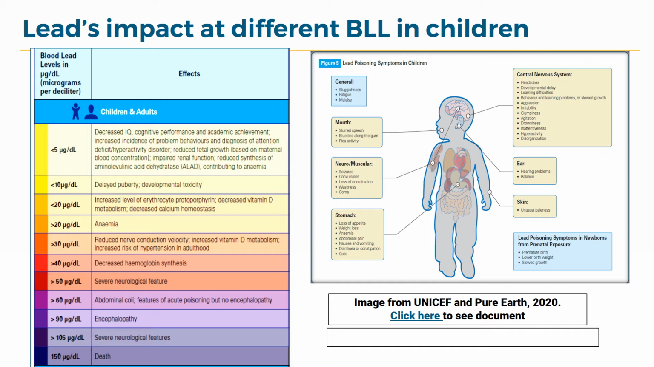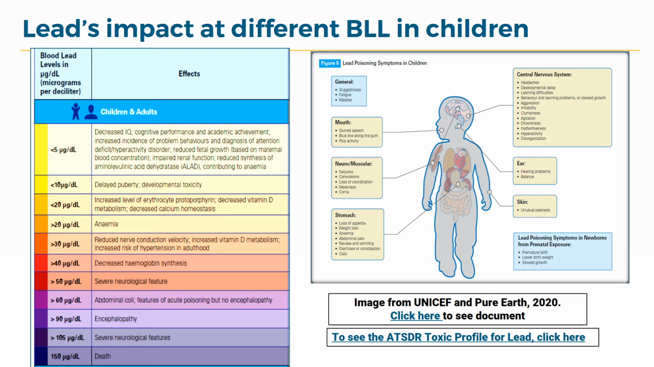Changes in hemoglobin production more typically occur in the 20 to 45 micrograms per deciliter range. Colic, nausea, and constipation can be seen at the 20 to 60 micrograms per deciliter range. Later on, we can see bone loss, dental caries, and tooth loss. Lead exposure can also increase the risk of later asthma.